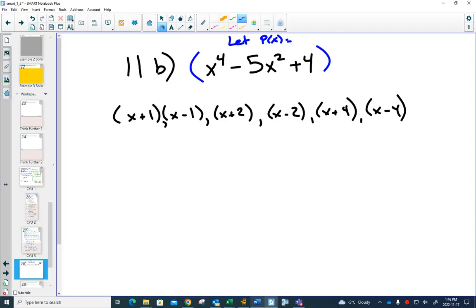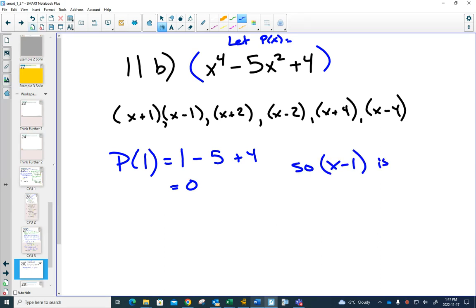If I plug in 1, I'd have 1 minus 5 plus 4. Does that equal 0? Yes. So x minus 1 is a factor.